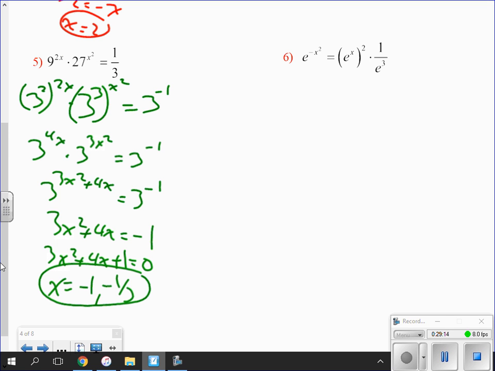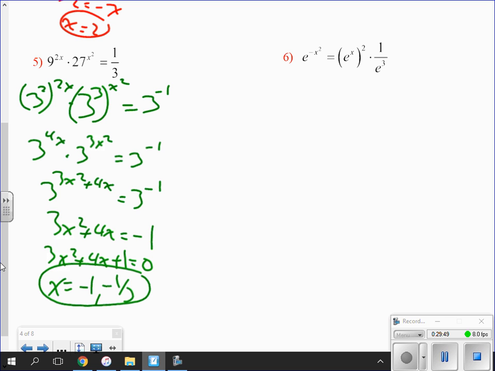All right, next one. Looks all spooky and scary, doesn't it? It does exactly the same thing as the other ones did. The difference is that my base is e instead of some other number. It's just a number. e is just a number, just like pi is just a number. A very special number, but it's just a number. My rules of exponents don't change. So I do the same thing here.